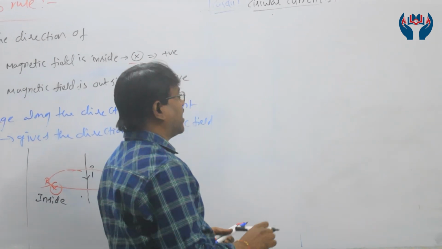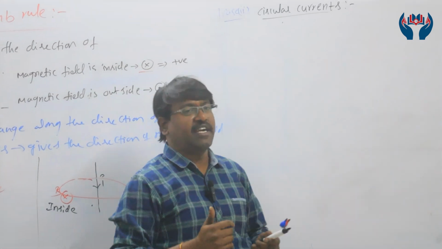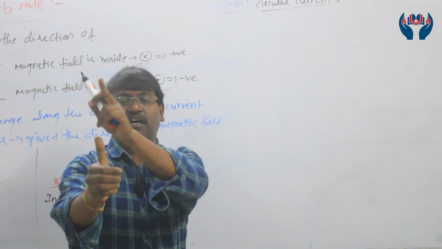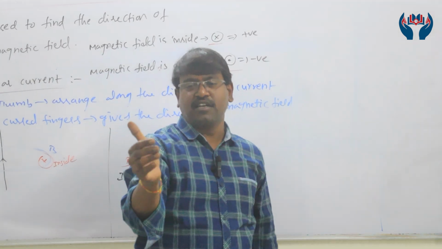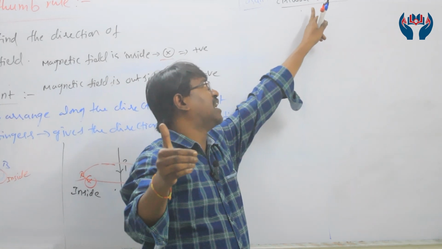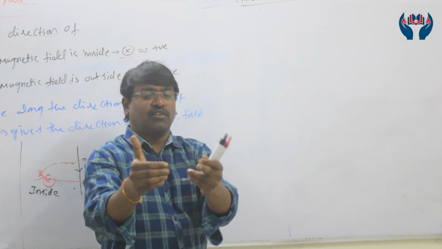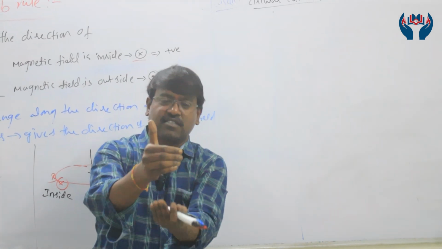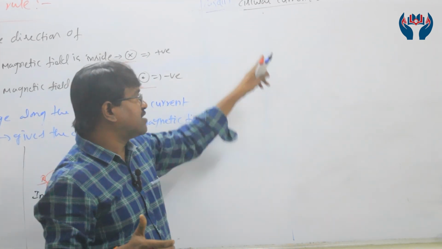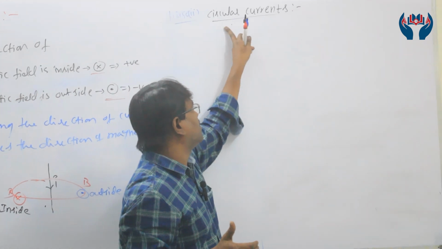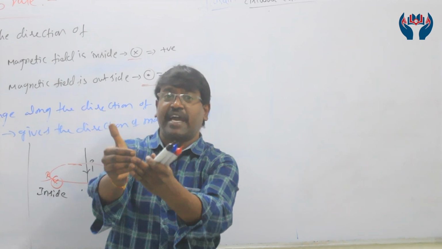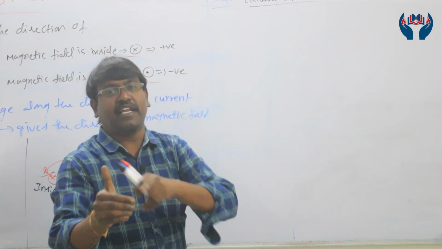In circular currents, to find the direction of the magnetic field, we use the right hand thumb rule. In the right hand thumb rule for a straight wire, we stretch the thumb along the straight line, and the fingers are bent. Here the current is in a circular path, so the curved fingers follow the circular path. We arrange these curved fingers along the direction of current, then the thumb gives the direction of the magnetic field.